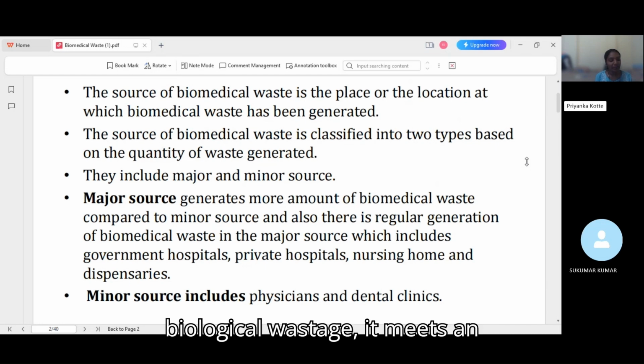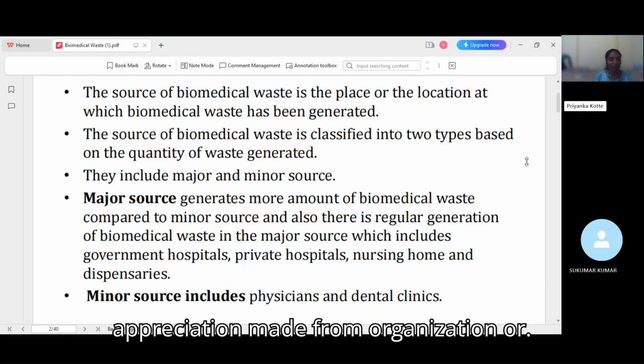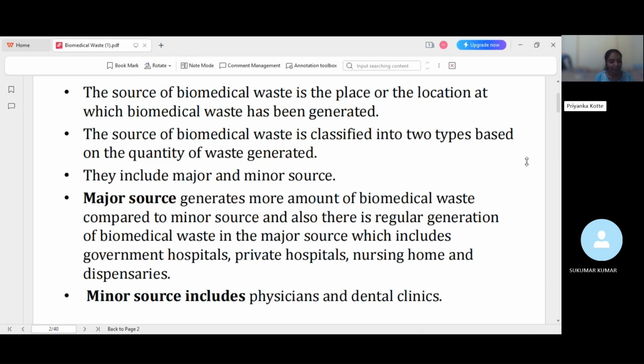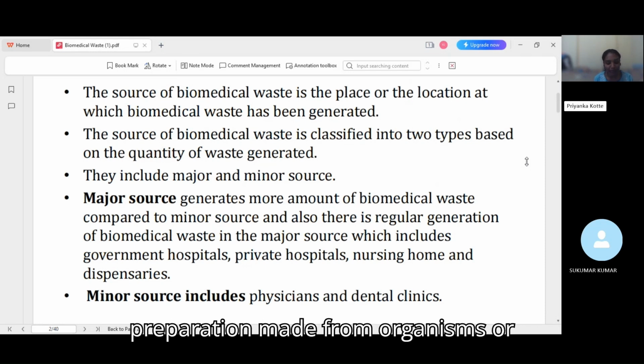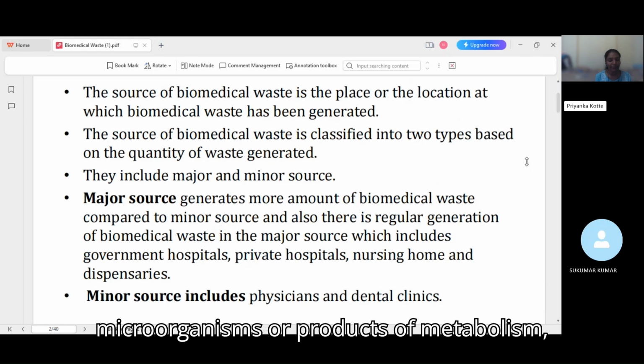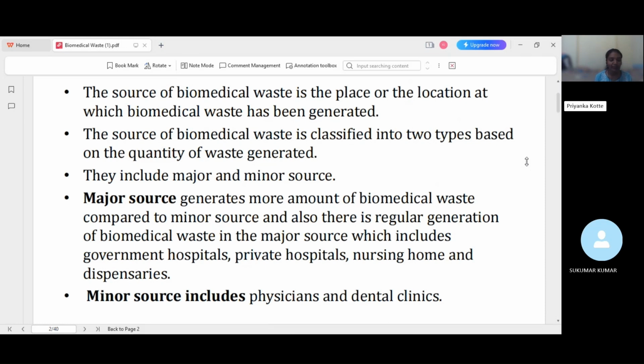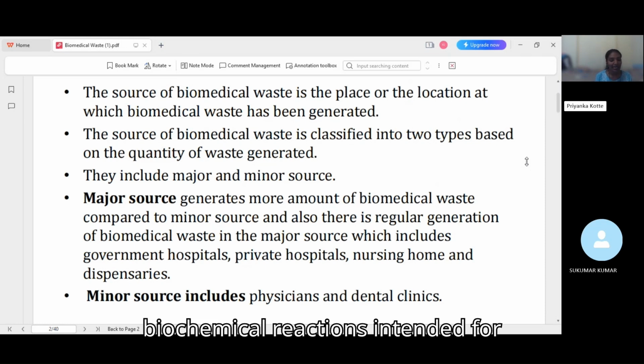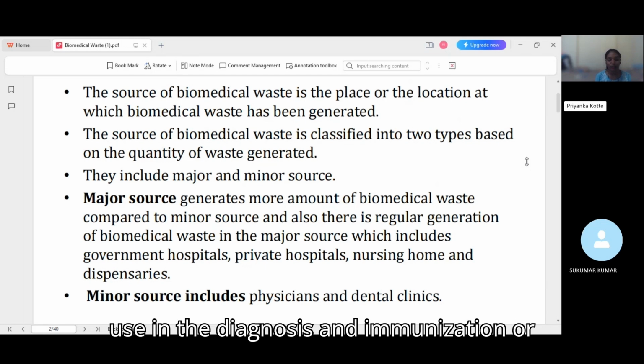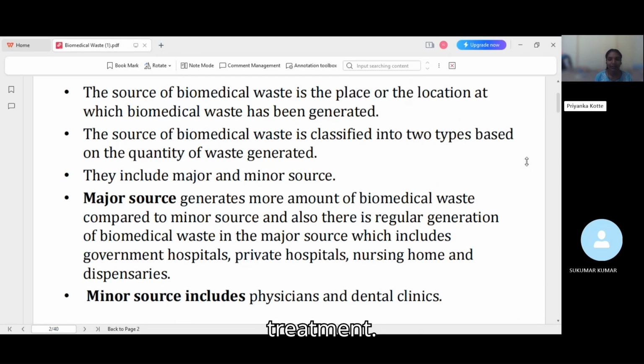I repeat, biological means any preparation made from organisms or microorganisms or products of metabolism, biochemical reactions intended for use in the diagnosis and immunization or treatment.